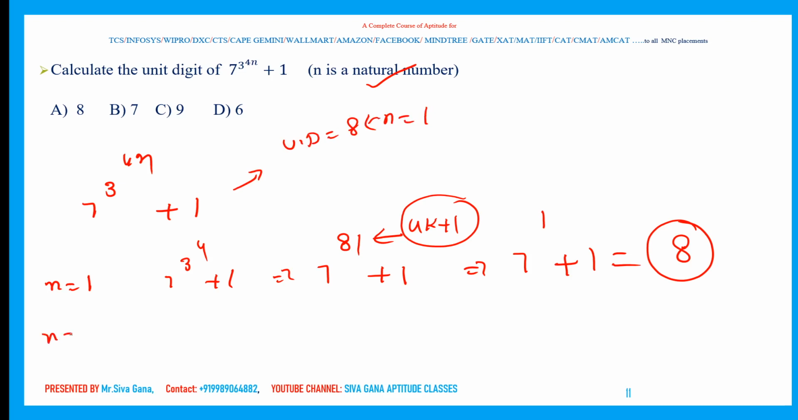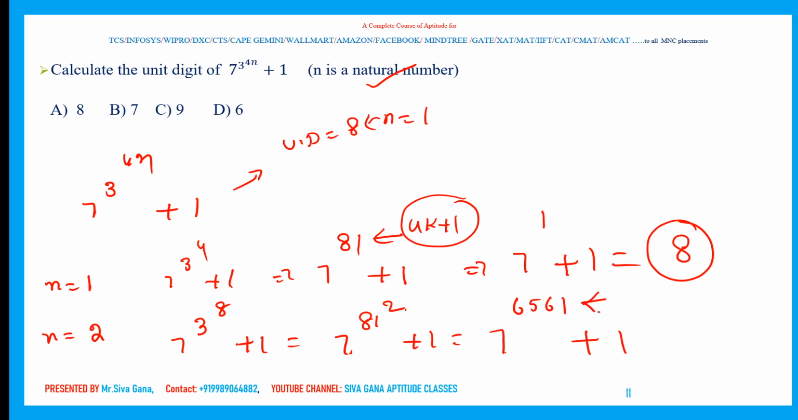Now for n is equal to 2, let us see the unit digit. 7 power 3 power 4 twos are 8, plus 1, which is nothing but 7 power 3 power 4 is 81, so 81 squared plus 1. 81 squared is 6561, plus 1. 6561 is in which form? This 61 is in which form? 15 fours are 60 plus 1, which means this is in 4k plus 1 form.